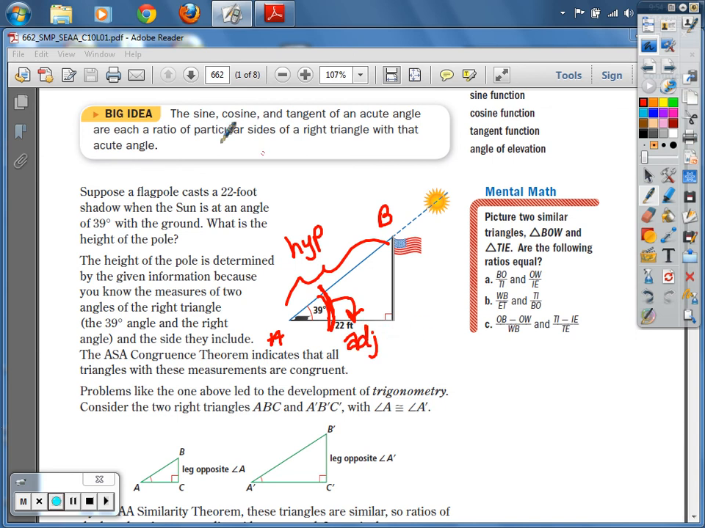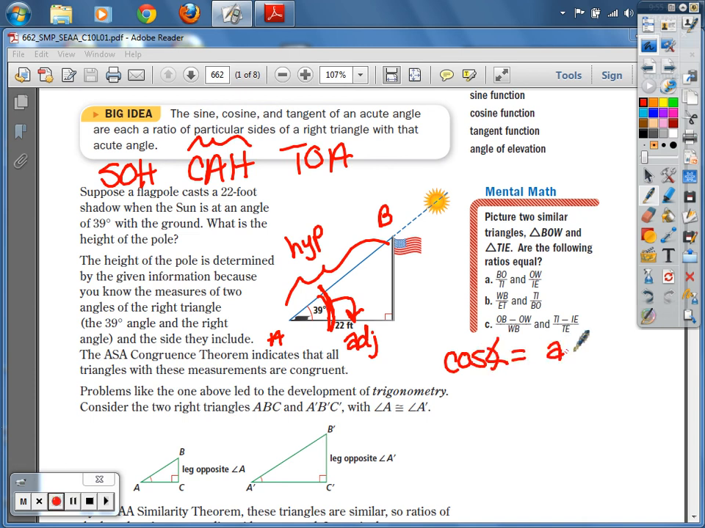So then you go back to SOHCAHTOA and you say, well, what are they giving me? They gave me an angle, which is great, and they gave me an A and an H. Which one of these has the A and H combination? CAH, which is cosine. It's always cosine of the angle is adjacent over hypotenuse. Okay, so what do I have here? I have cosine of 39 equals adjacent, which is 22, over the hypotenuse, which I don't know what that is.